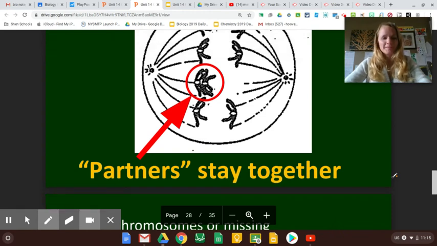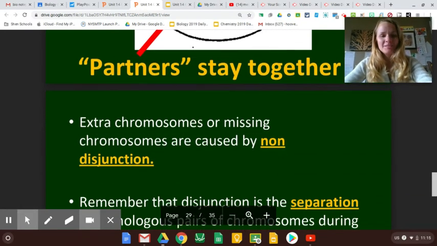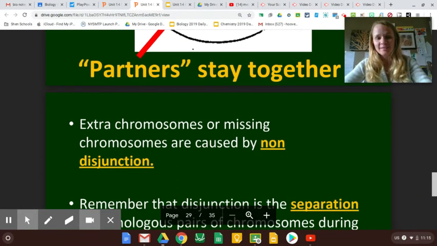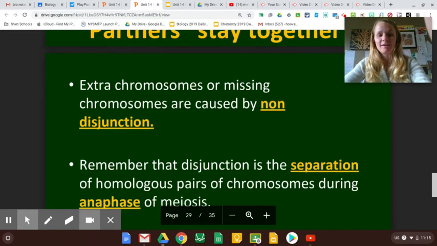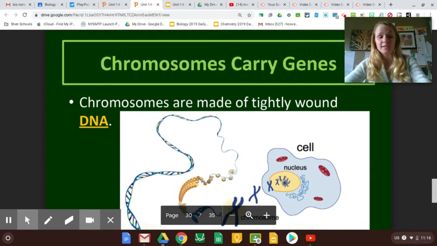Okay, the last thing I was going to say in my video is that because these partners stayed together and didn't come apart like they were supposed to, this is called non-disjunction. They didn't dis-junction, right? They didn't separate during anaphase, and that leads to genetic disease. So that's why we care so much about meiosis and anaphase.